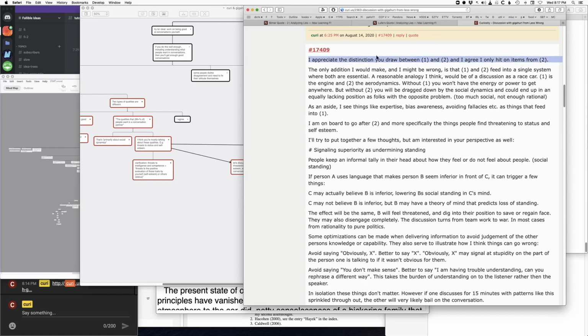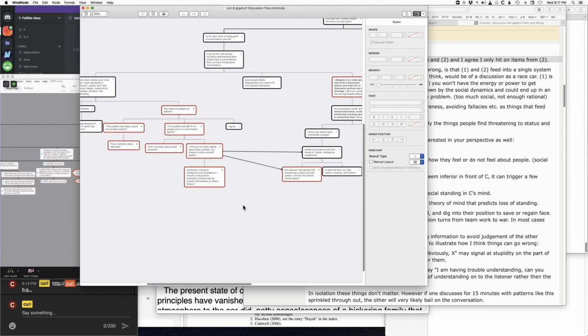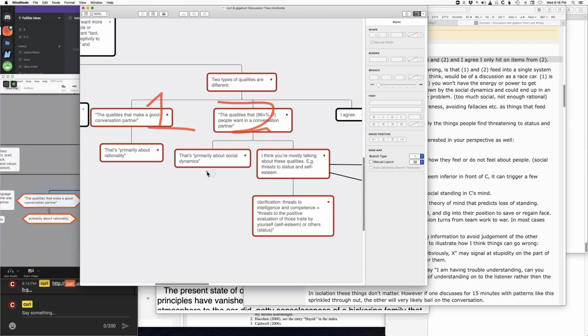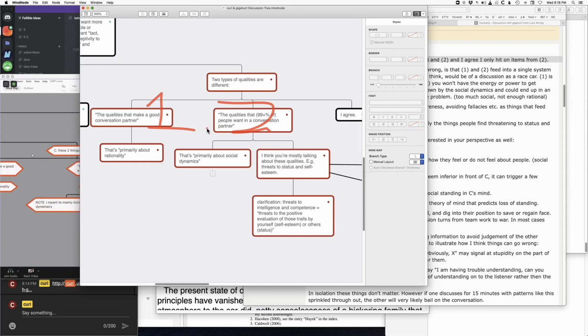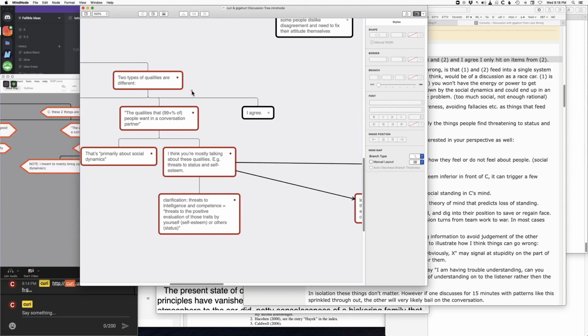Okay, so this sentence I already did. He says, I appreciate the distinction you draw between 1 and 2, and I agree I only hit on items from 2. The 1 and the 2: 1 is the points about having a rational conversation partner, and 2 is about the qualities that people want. 1 is what is good, and 2 is what people actually truly want. So I said there are two different things. He said he agreed, so I just wrote a really simple paraphrase.